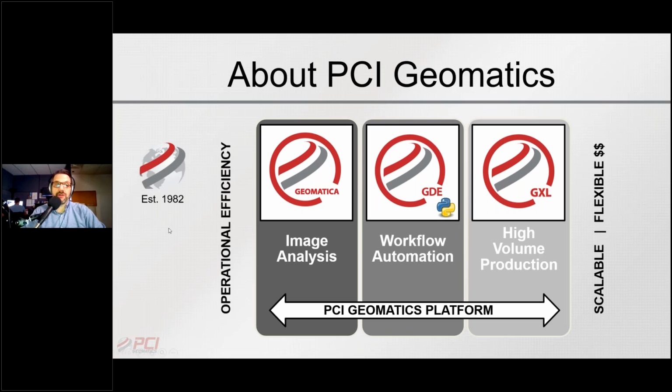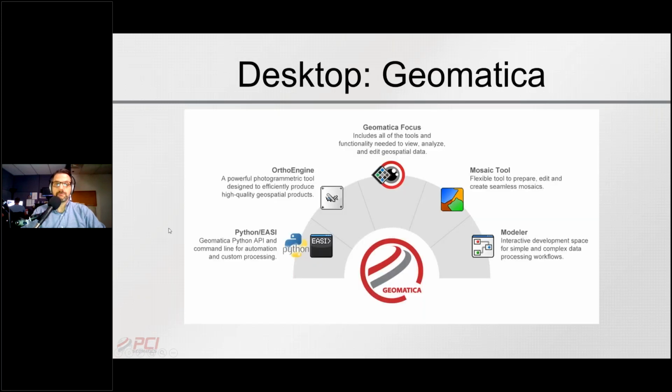Geomatica is our desktop software. You can see some of the specific tools that form Geomatica. We have our focus viewer in the middle, mosaic tool, and Ortho engine that are more for photogrammetric type tasks. And then of course we have Modeler and Python for automation. So it's a rich tool set that's been in development for many, many years, and it has quite a lot of capability for synthetic aperture radar, which is what we'll be talking about today.